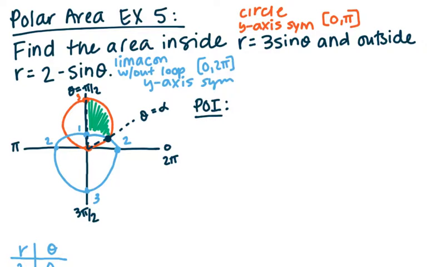So I'm going to take 3 sine theta and set it equal to 2 minus sine theta, and see if I can figure out where this point of intersection is first occurring.